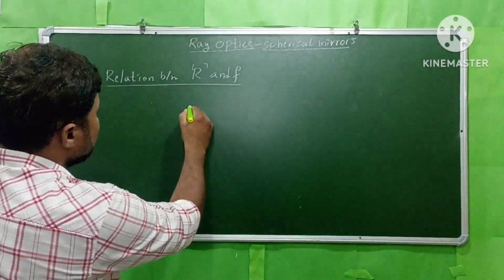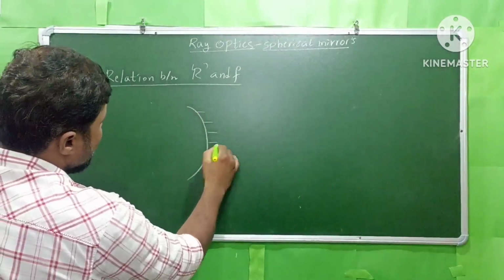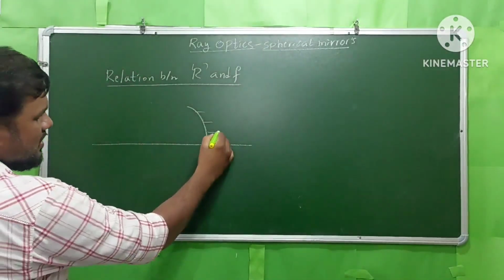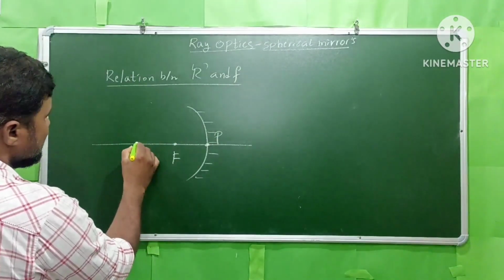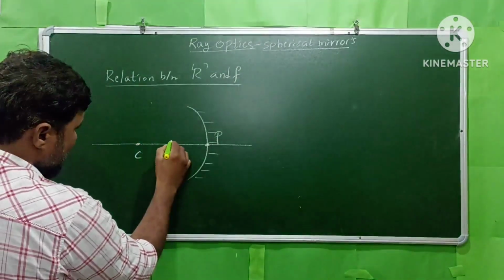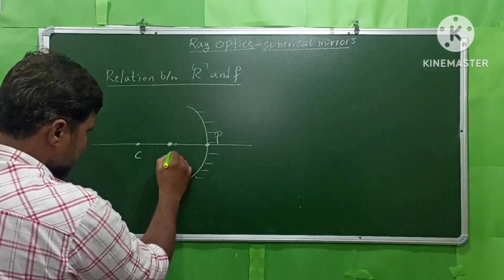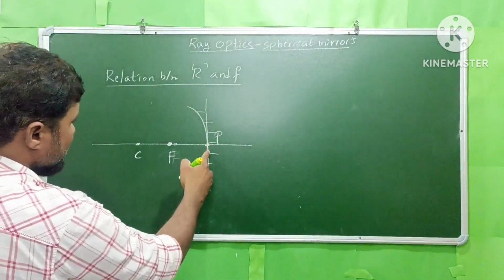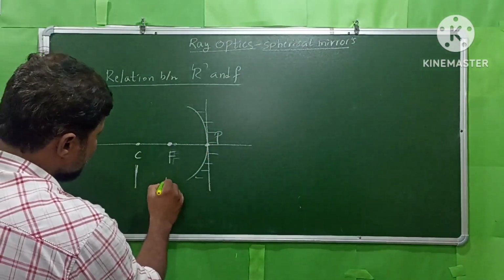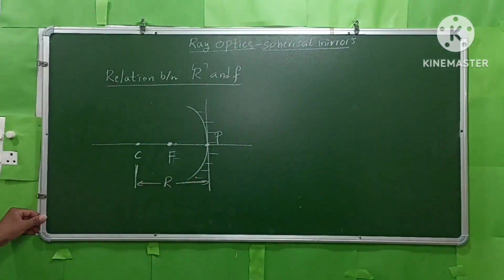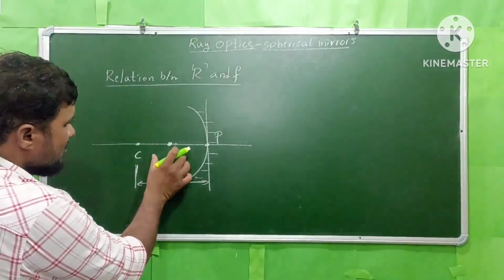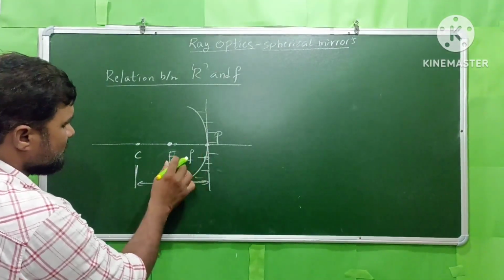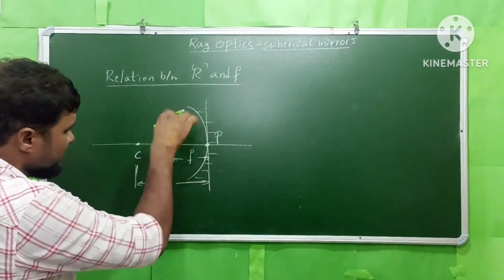To understand the relation, imagine there is a concave mirror. We already discussed terms related to mirrors: pole, focus, center of curvature. Pole, focus, and center of curvature always lie at equidistant manner. If you observe, from the pole to the center of curvature, this becomes radius R. Distance from the pole to the focus is the focal length. We discussed these terms in the previous video.